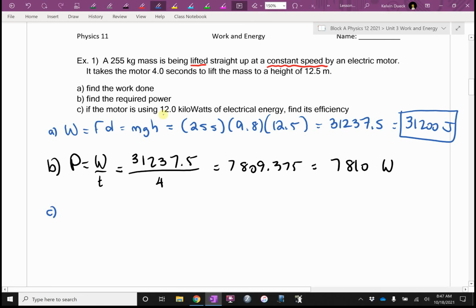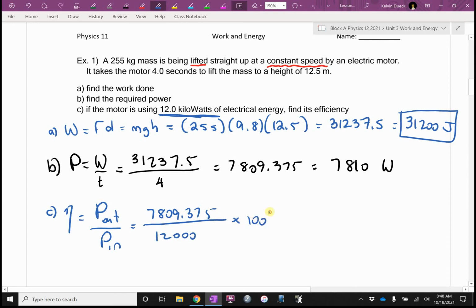Well, the first thing I notice is they're giving me an answer in kilowatts, 12 kilowatts, 12,000 watts. I can do that conversion in my head. So I'm going to compare wattages. So it's going to be power out divided by power in. It's going to be the smaller number divided by the bigger number. So I know the 7,809.375 is going to go on the top, and the 12,000 is going to go on the bottom, and then times 100%.